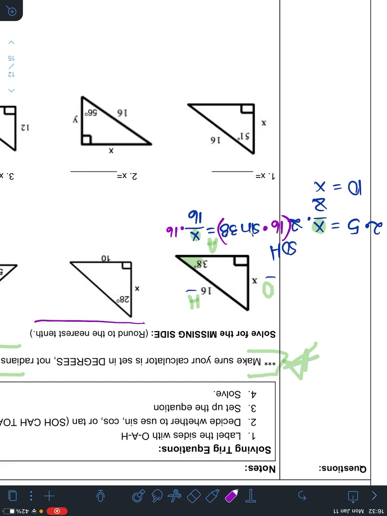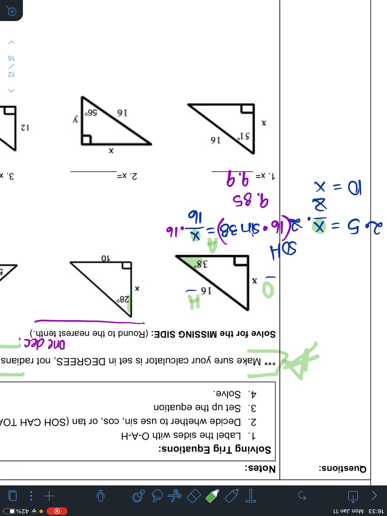9.85058. And it says to round to the nearest tenth. The tenth is 1 decimal place. Okay, 1 decimal place. So 9.85 would become 9.9. So when x is on top, you're going to multiply.